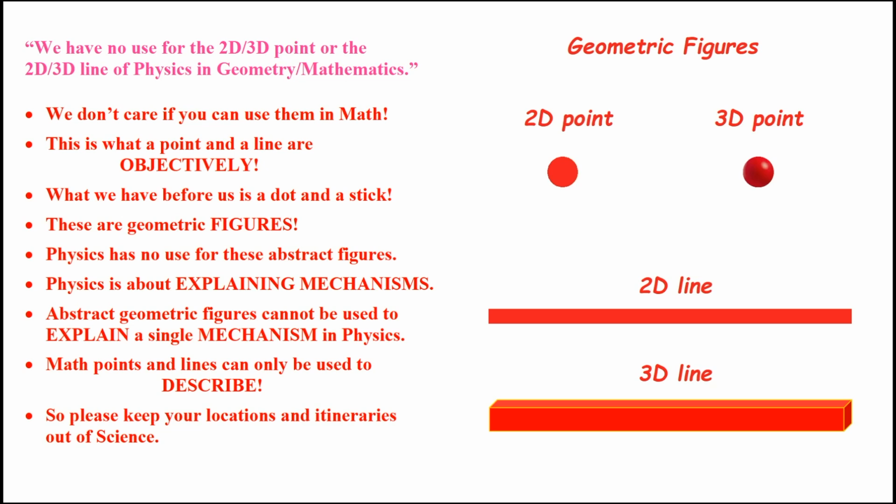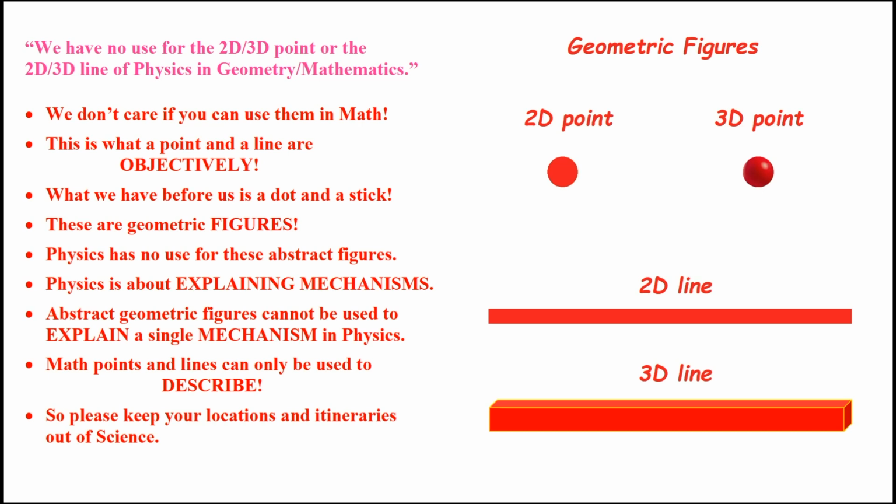We don't use these. We don't use the word point. We don't use the word line in physics. That's what we have in front of us, but we have no use for this stuff. I want to make sure that that's understood as well. We use real objects. And physics is about explaining mechanisms, what the mathematicians call philosophy or semantics or beliefs or whatever they call it. Abstract geometric figures cannot be used to explain a single mechanism in physics. That's why we don't use any of these.